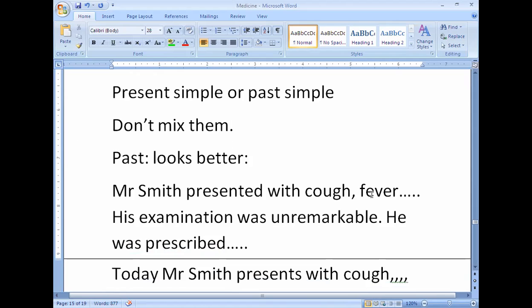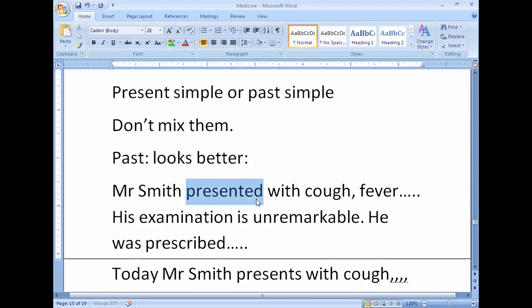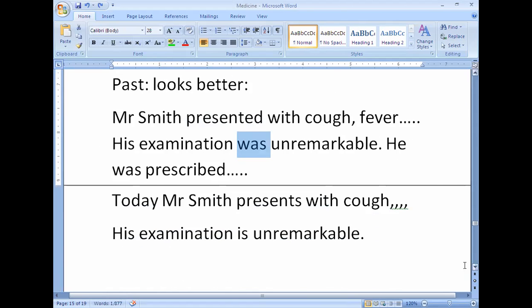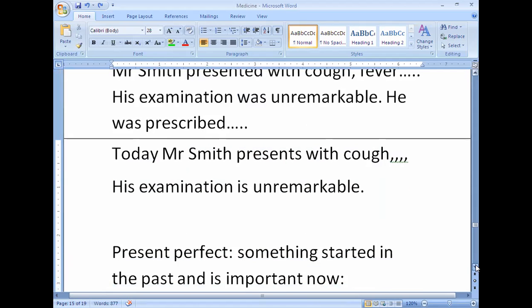Mr. Smith presented with cough, fever, his examination was unremarkable. Then people say his examination is unremarkable. Okay, it's not good. Here you are using past, here you are using present. We should be consistent with one tense. Today, Mr. Zimmer presents with cough. His examination is unremarkable. Now, this is present simple style.